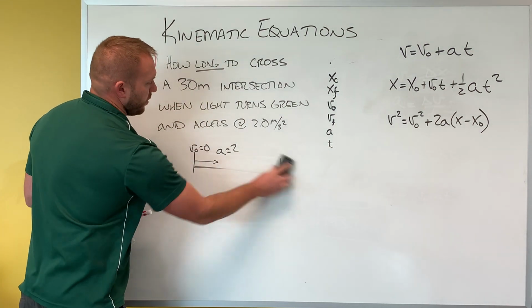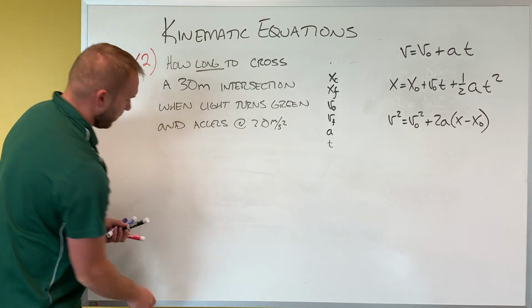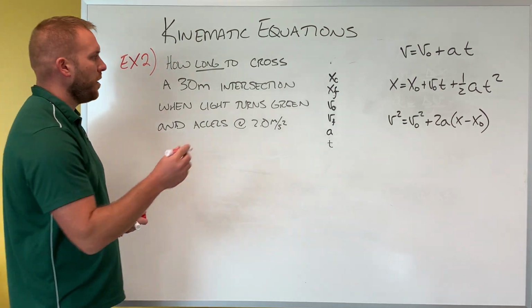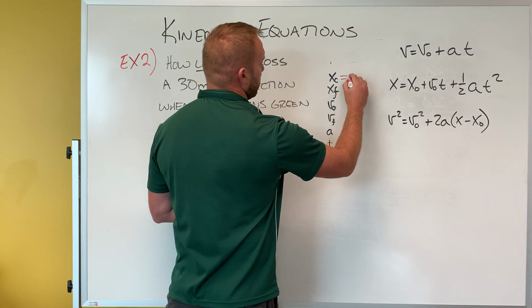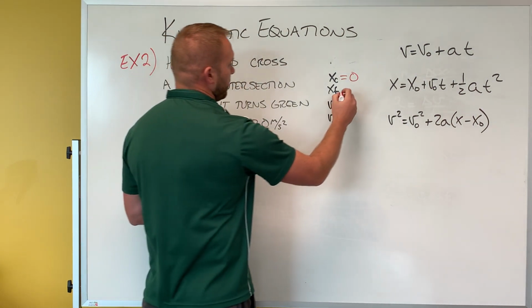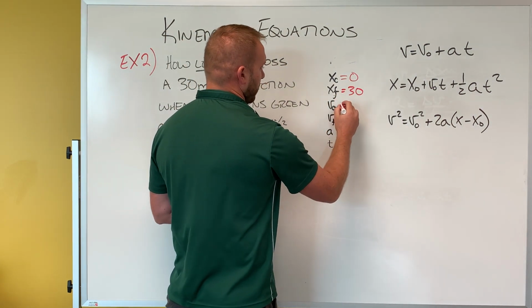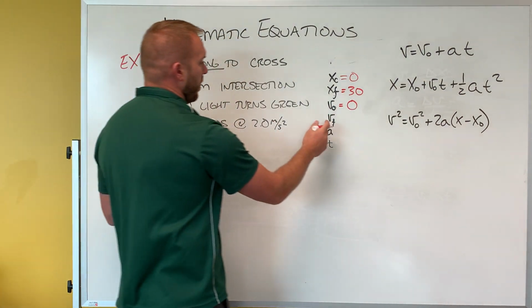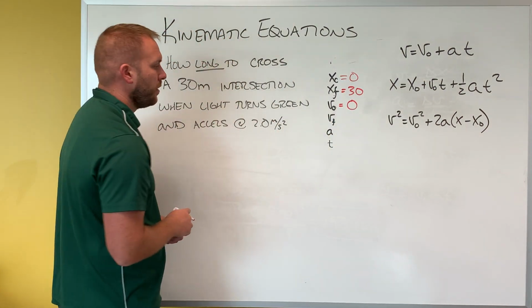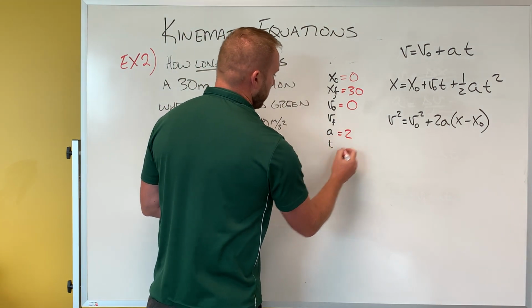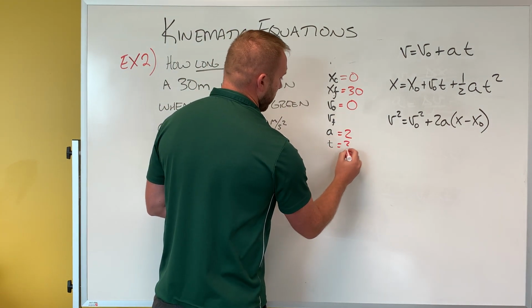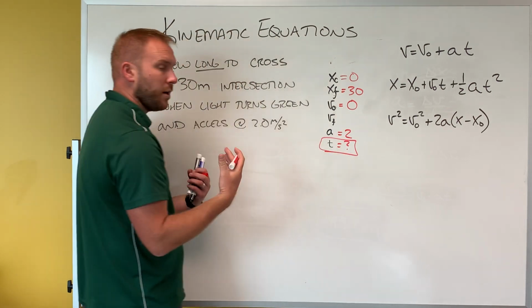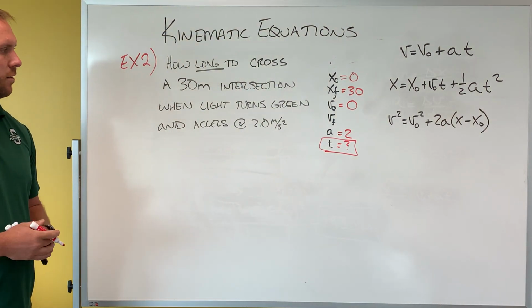So what we need to do is identify the variables that we have in this situation. My initial position is going to be 0. My final position is going to be 30 meters. My initial velocity is going to be 0. My final velocity, I don't know. My acceleration is going to be 2, and the time is what I'm looking for. That's the thing that I'm trying to figure out. How long does it take?